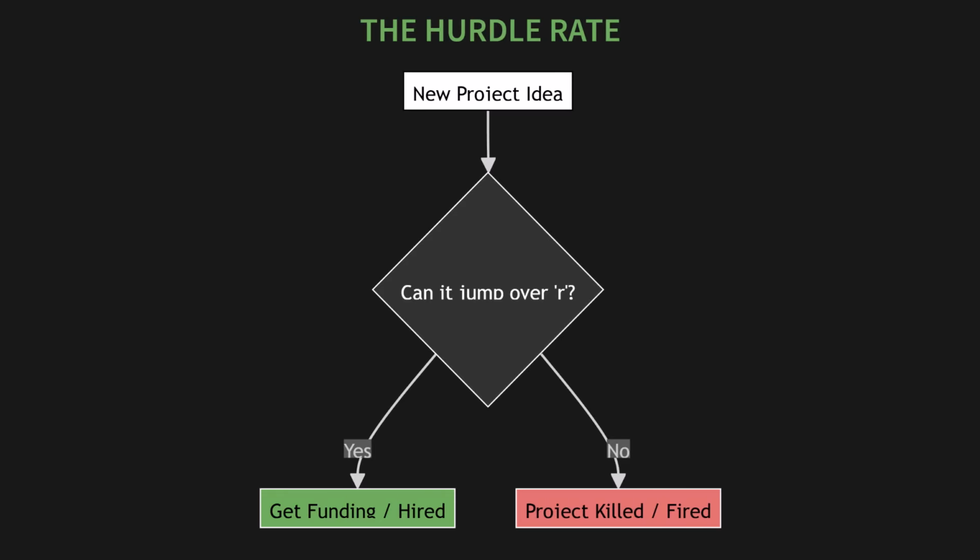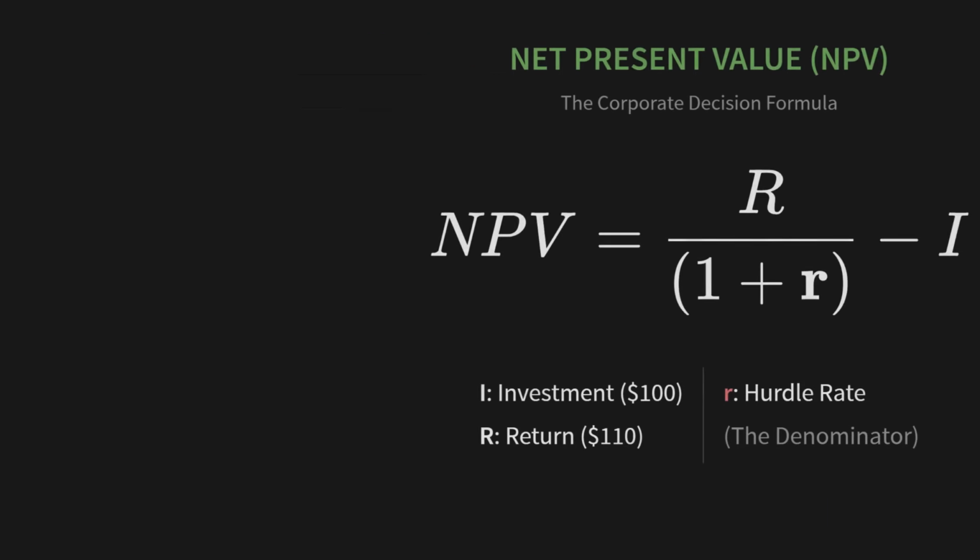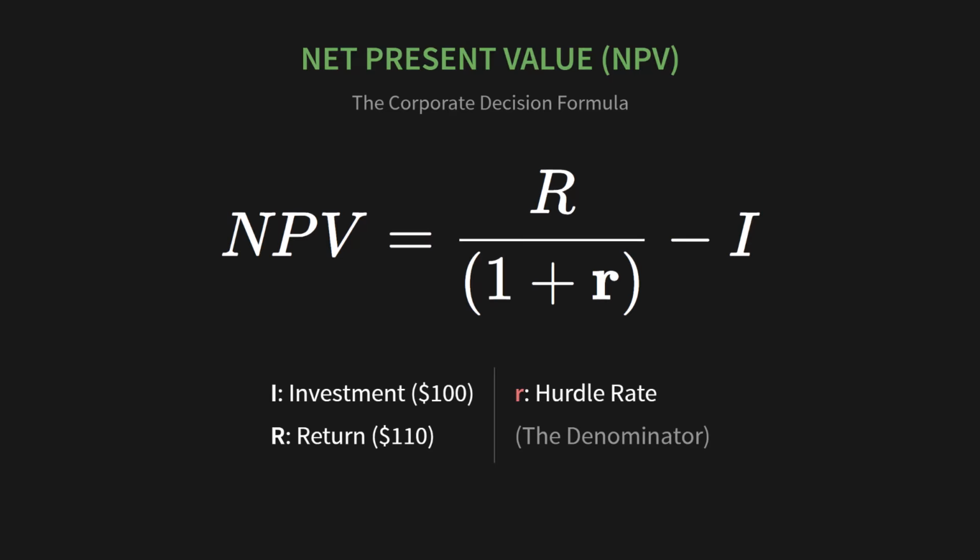Now, corporations don't just use vibes for this. They use a precise formula. It's called net present value, or NPV. This is the corporate decision formula. As you can see on the screen, NPV equals R divided by 1 plus R minus I. I is the initial investment, our $100. R is the return, the $110. And R, that's the hurdle rate, sitting right there in the denominator. The rule is simple. If the NPV is positive, it's a go. If it's negative, you kill it.